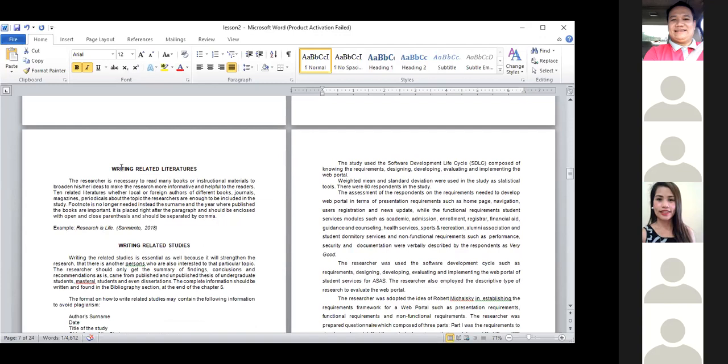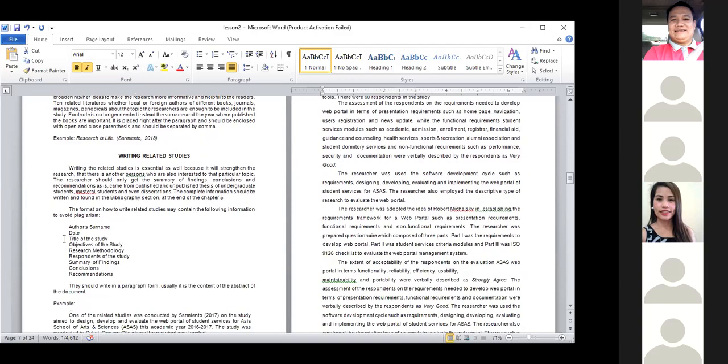Okay, so that is related literature, because a lot of authors claim about the research, something like that, no? And then when you say related studies naman, these come from different theses and dissertations, whether published or unpublished. You can get them as long as you mention them. This is the pattern or format on how you get the information from those related studies.